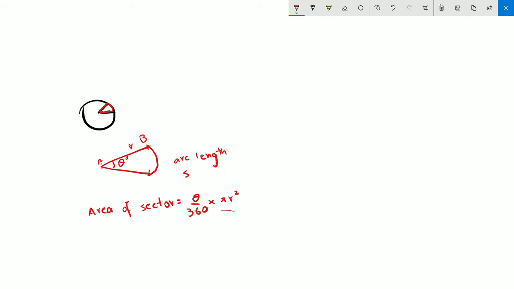Let's suppose that we have a question which states that the angle theta is 20 degrees while the radius is 5 centimeters. So we'll put it in and we'll have 20 by 360 times pi into 5 squared. We'll solve this, and whatever answer we get will be in centimeters squared.